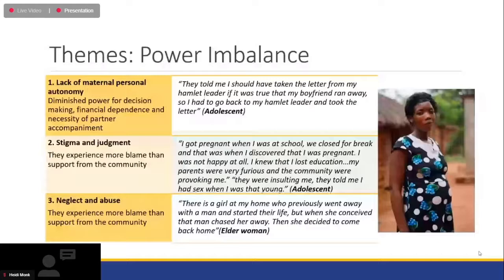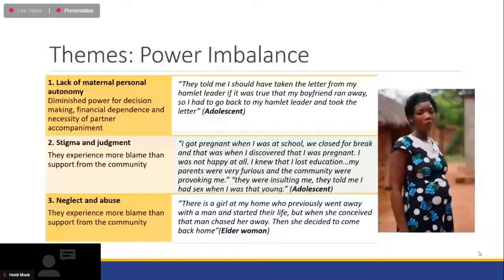Next, please. And these are our findings on power imbalance among adolescent women, which was presented as a lack of maternal personal autonomy. As we know, adolescent women are dependent in almost every aspect, financially and even in decision-making. They depend on family members or sometimes their partners to accompany them and decide for them to go to the clinic. Mostly they don't decide for themselves. They need somebody to support them, somebody to hold their hand in order to attend the antenatal clinic for maternal health services. So if there is no one to support them or make decisions for them, it sometimes becomes a problem for them to attend antenatal clinic for health services.